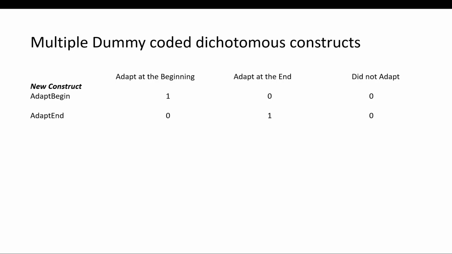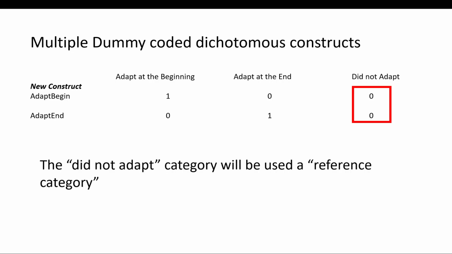And then I'm going to need to create another variable, and we'll call this one adapt at the end. In that variable, all those adapted at the beginning are coded as a 0. Those adapted at the end are a 1, and did not adapt is a 0 as well. Now you'll notice I did not have a third construct for did not adapt, where it would be adapt at beginning 0, adapted at end 0, did not adapt 1.